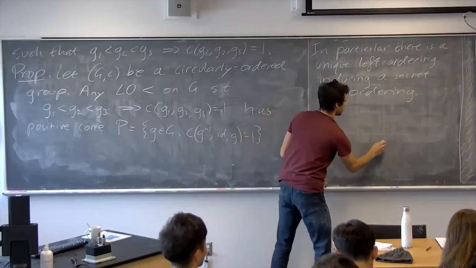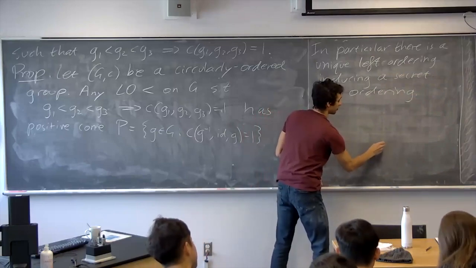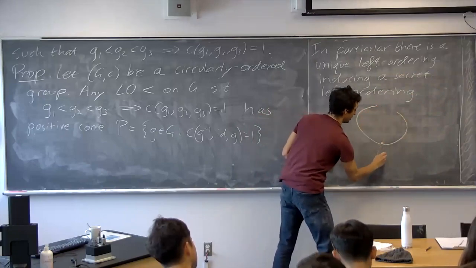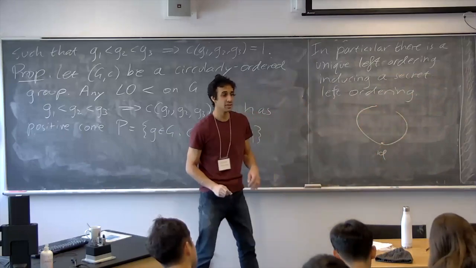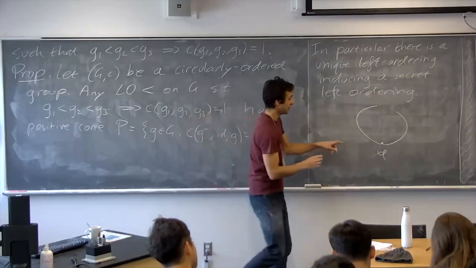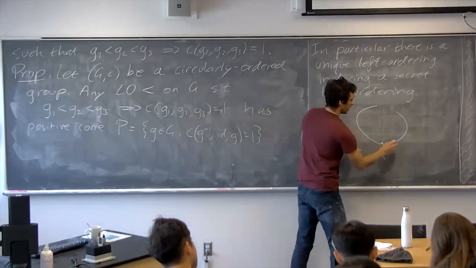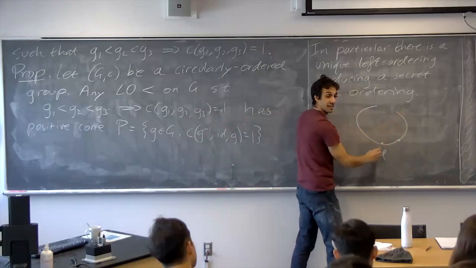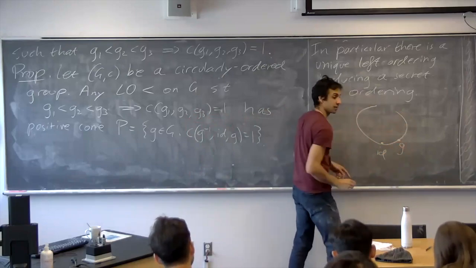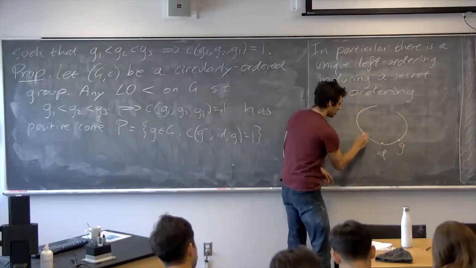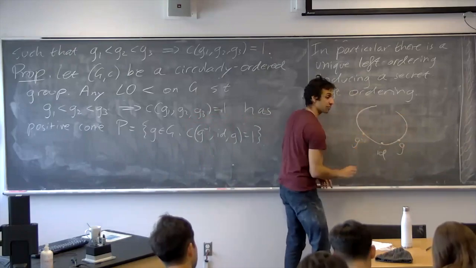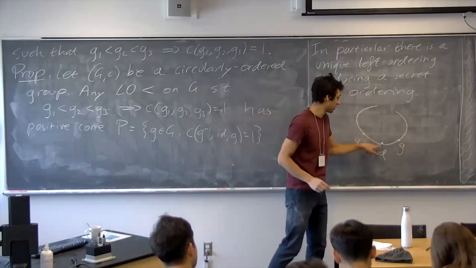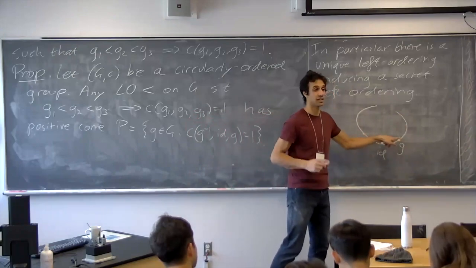Okay. So here's my circular left ordering as a circular ordering. There's the identity. If I take something in the positive cone, which is all the stuff to the right here, g, this is where g inverse has to live because it's a left ordering. This exactly says that the positive cone is the set where C(g inverse, identity, g) is mapped to 1.